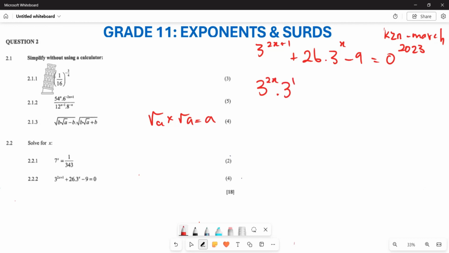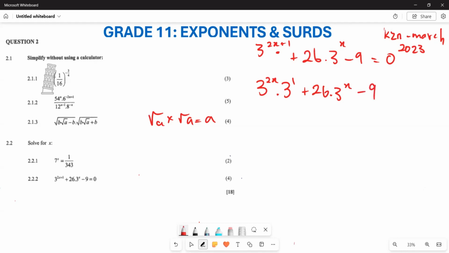Remember, 3 to the power of 2x plus 1 is the same as 3 to the power of 2x multiplied by 3 to the power of 1, because when multiplying powers of the same base, you add the exponents, right? So this is going to be plus, now again, 26 multiplied by 3 to the power of x. And this is going to subtract 9. Isn't it so?